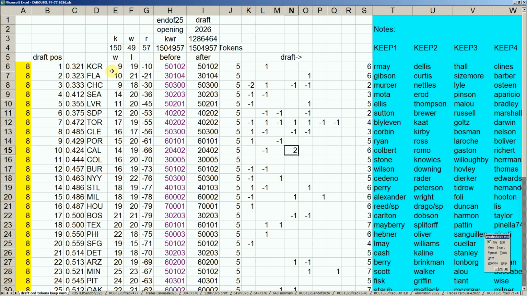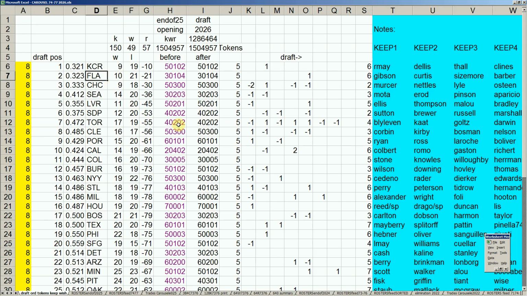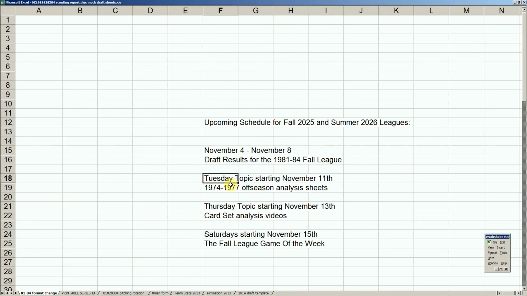This is where we organize the draft order. I can get into more of this once we start digging into the topic. But we know Kansas City has the first pick. They're on the clock in March of 2026. And we know right here, White Sox beat the Dodgers in the World Series. So that's a process that we use this Excel spreadsheet to look at data in that regard. That will be Tuesdays beginning on the 11th.